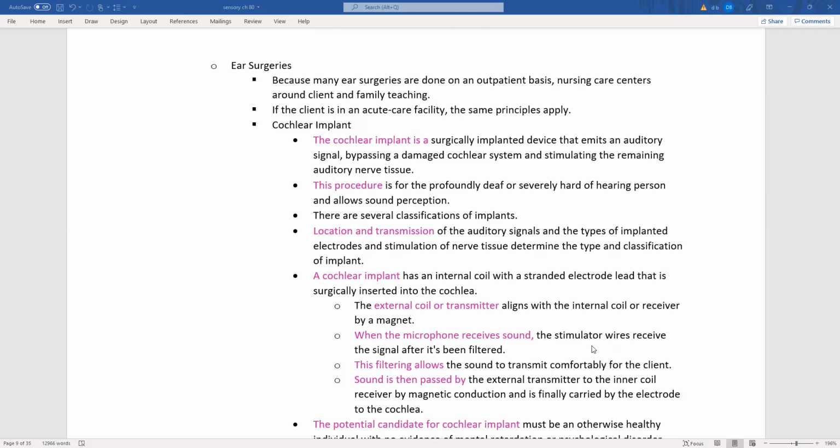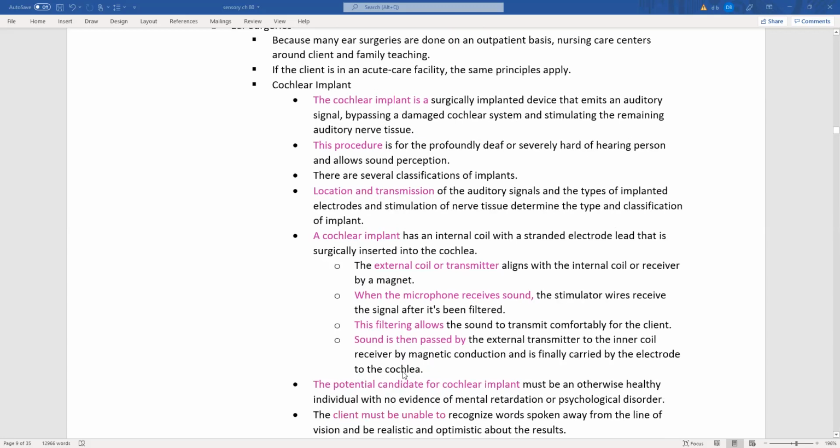Once those little fibers start vibrating and pick up the noise, that's how you hear sound. It's from those stimulator wires. They receive the signals after they've been filtered. This filtering allows the sound to transmit comfortably for the client. Sound is then passed by the external transmitters to the inner coil receiver by magnetic conduction and is finally carried by the electrodes to the cochlea.